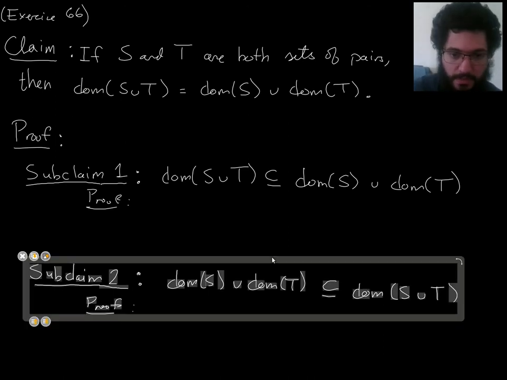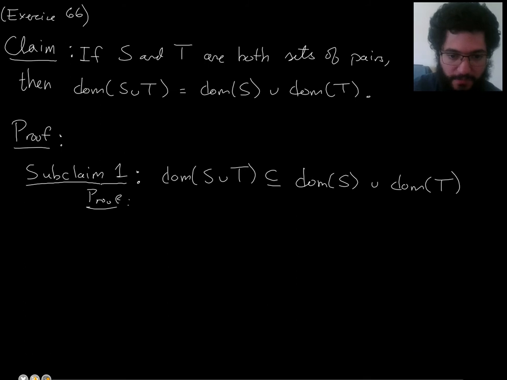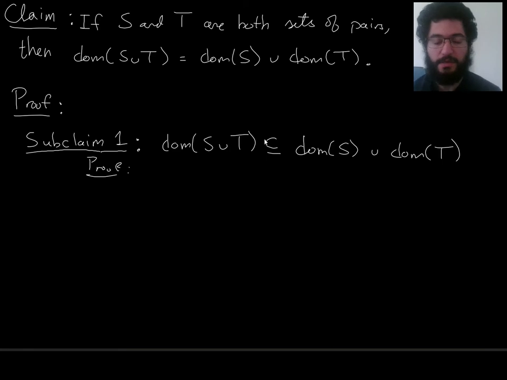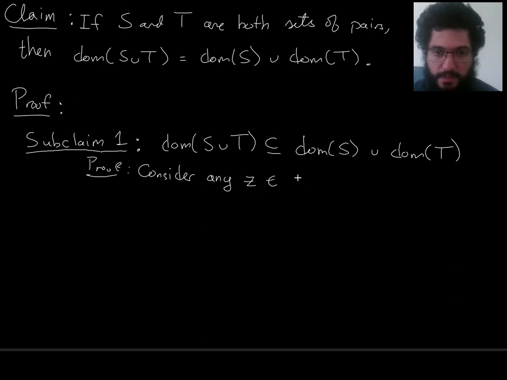Okay, let me move subclaim 2 out of the way for now. All right, let's see what we can do with this. So I'm trying to prove this inclusion, so I have to use a universal generalization kind of argument, since this inclusion is saying every element of this is an element of that. So consider any, let's call it z, in the left-hand side.